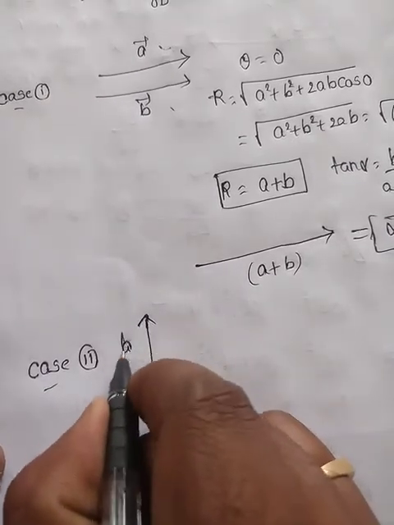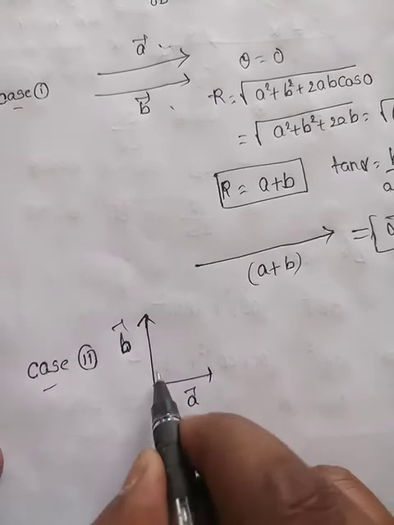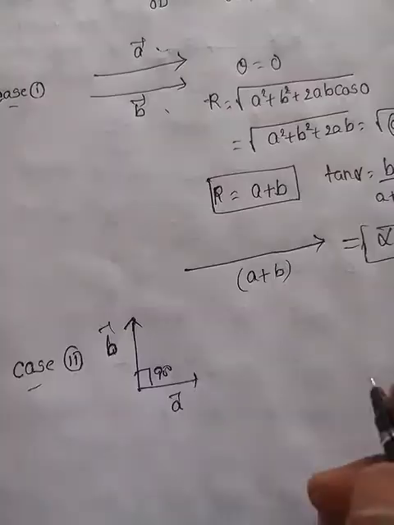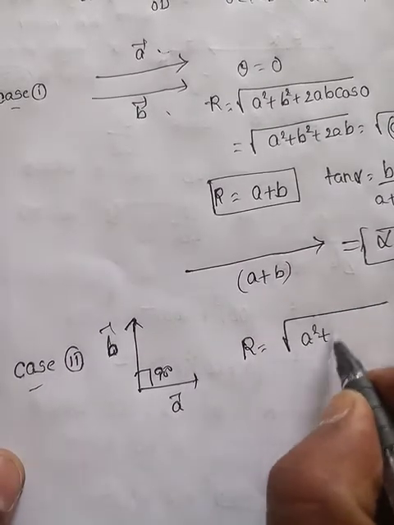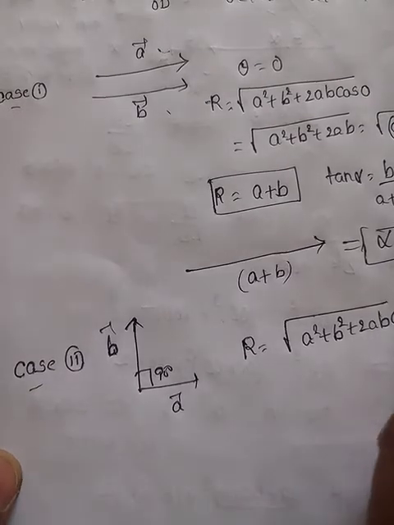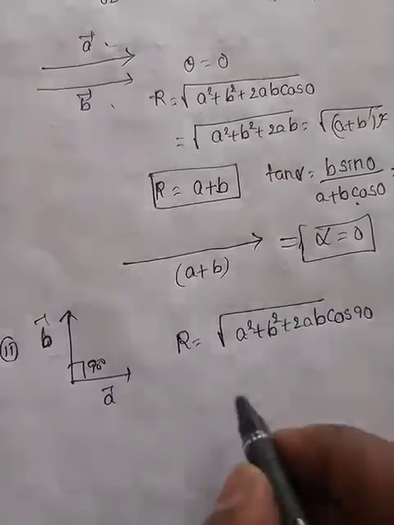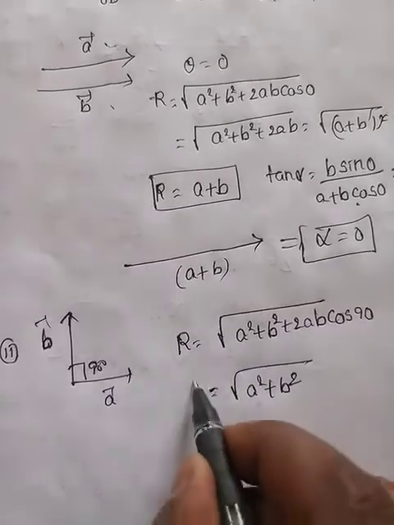This is B bar, this is A bar. The angle is how much? 90 degrees. Let us take the resultant. R is equal to root of A square plus B square plus 2AB cos 90. Cos 90 how much? 0. The total term becomes 0. So, root of A square plus B square.